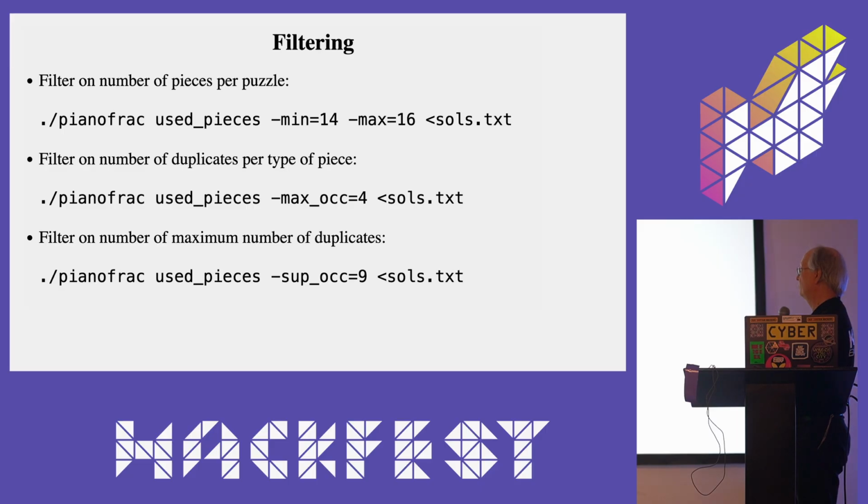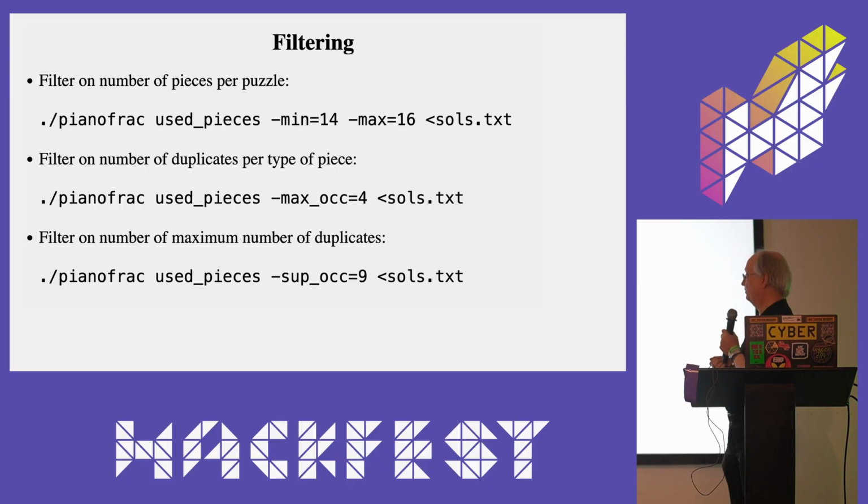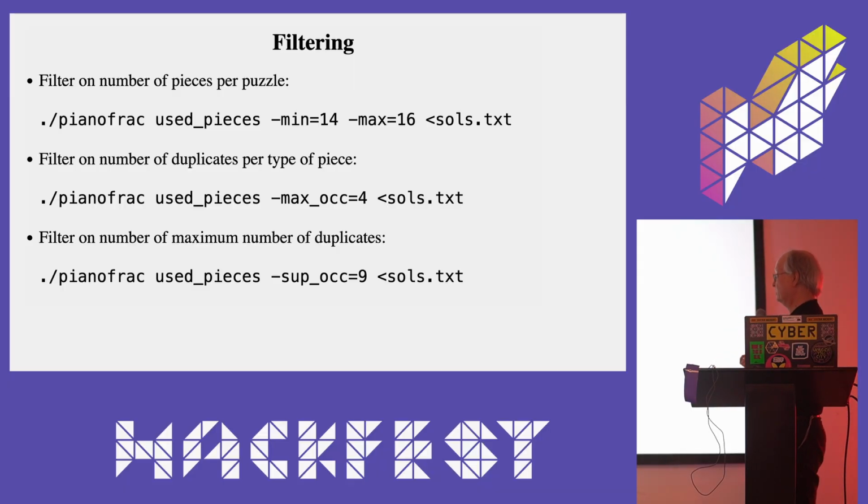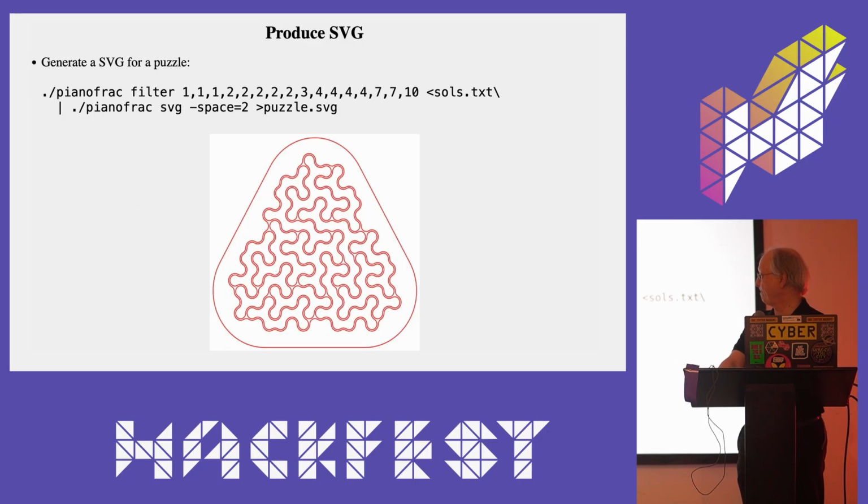So if you use min 14 to max 16, it will have all the puzzles that have 14, 15 or 16 pieces. Now, then you can also filter on the number of duplicates per type of piece. So you can say, for example, I want to have a maximum of 4. And then also you can filter on the maximum number of duplicates in the whole puzzle. And that will reduce the size of the file with the puzzles.